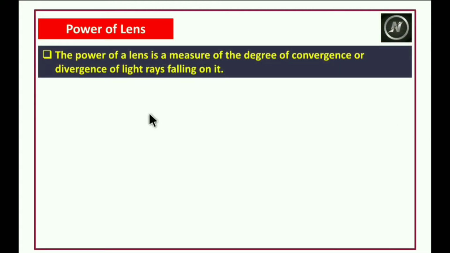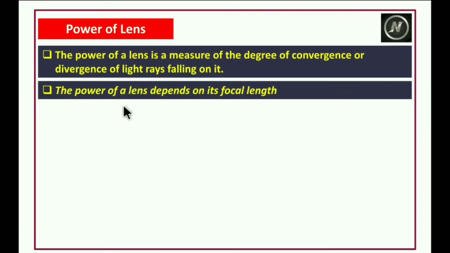The power of a lens is a measure of the degree of convergence or divergence of light rays falling on it. The power of a lens depends on its focal length.